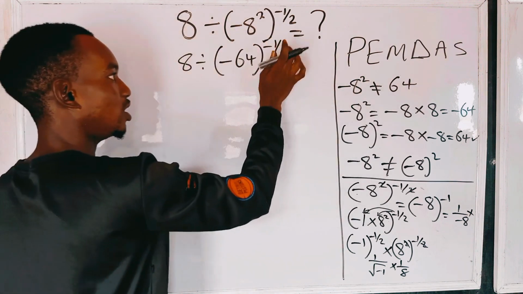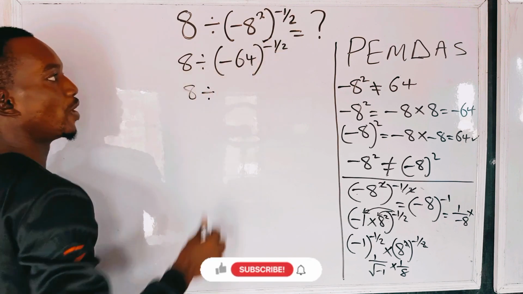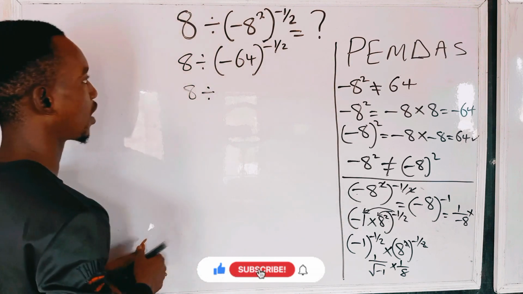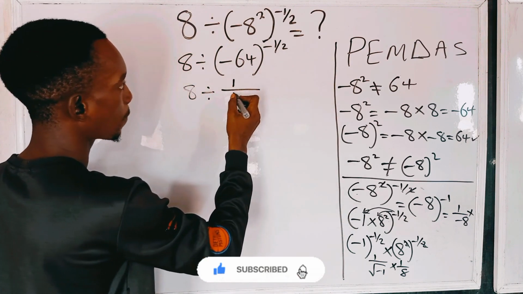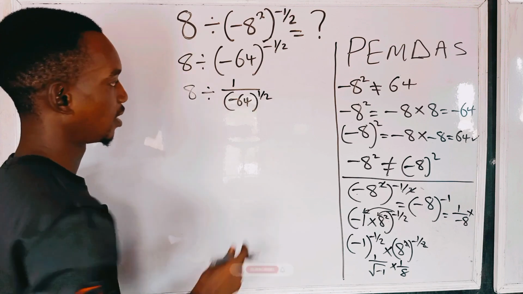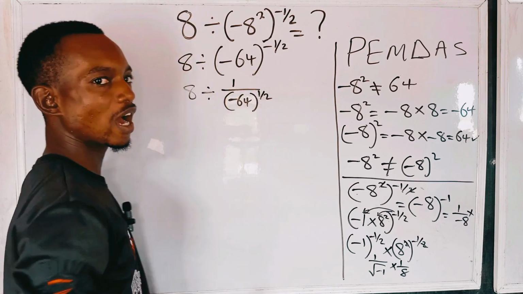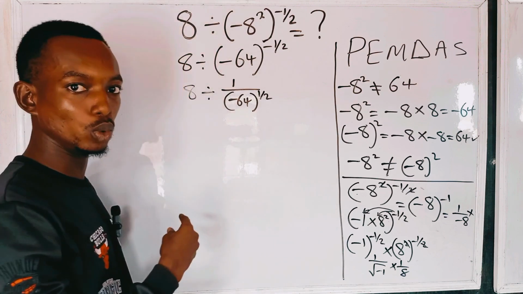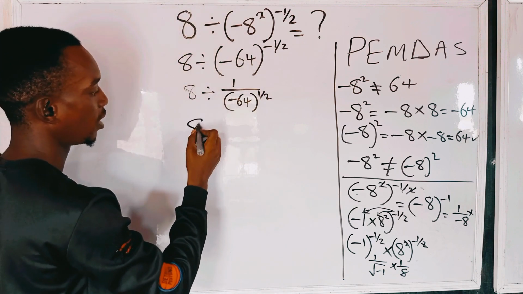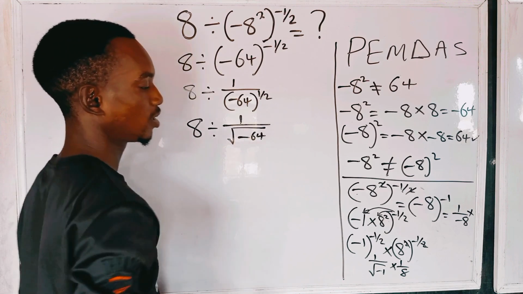So we have to simplify this power next. Don't forget, according to the law of indices, we have a negative power, and a negative power will be converted to 1 over, changed to a fraction. So here we have 1 over negative 64 to the power of 1 over 2, right? So we are still simplifying the power. Now, according to the law of indices also, when you have a fractional power, it stands for roots. So the power of 1 over 2 stands for the square root of negative 64. So here we're going to have 8 divided by 1 over square root of negative 64.